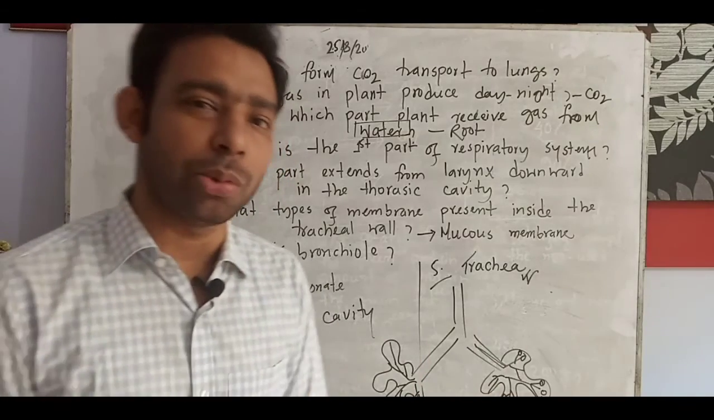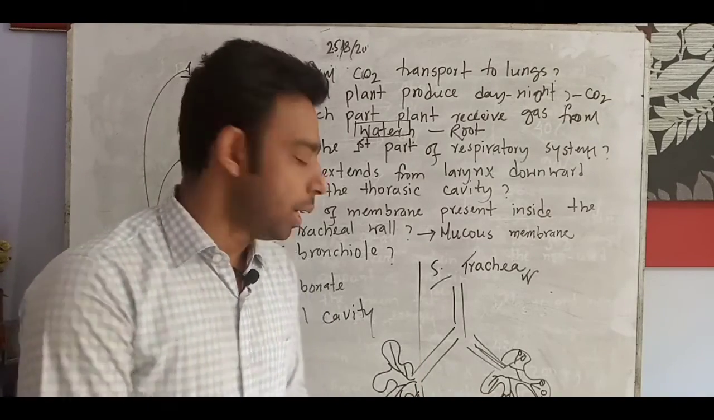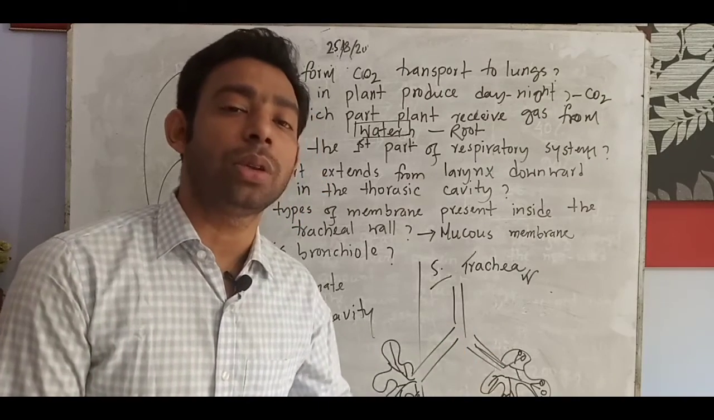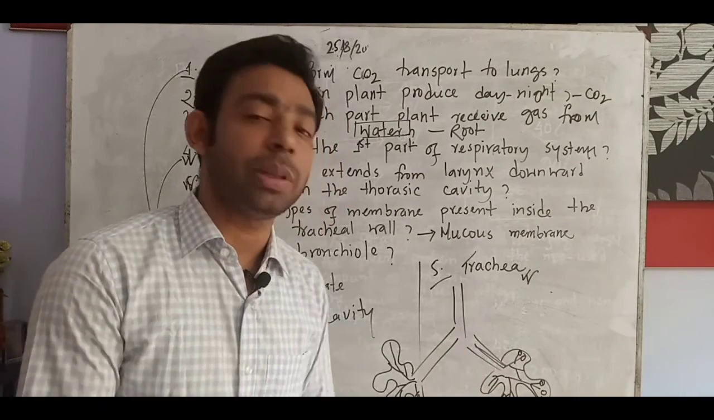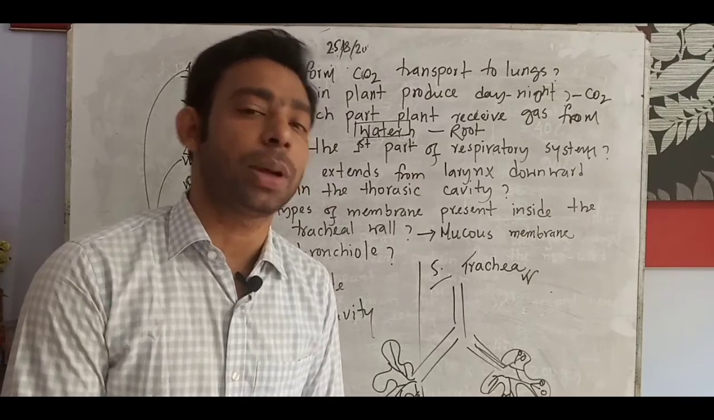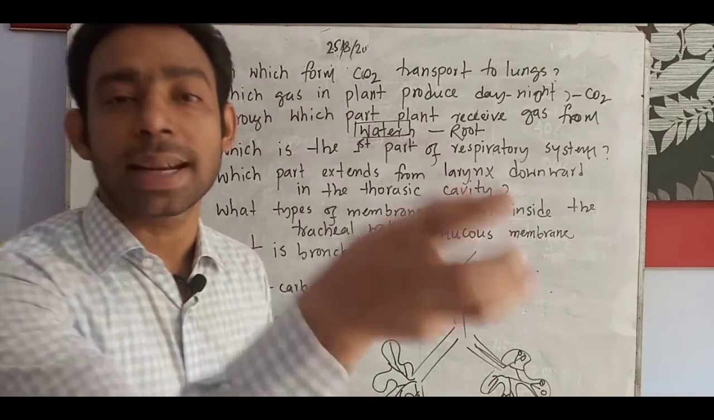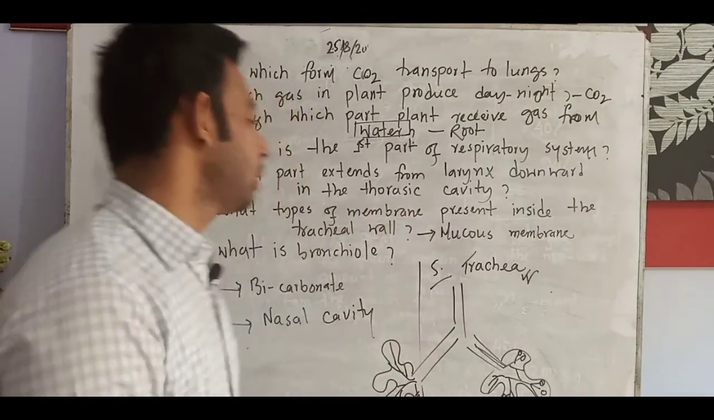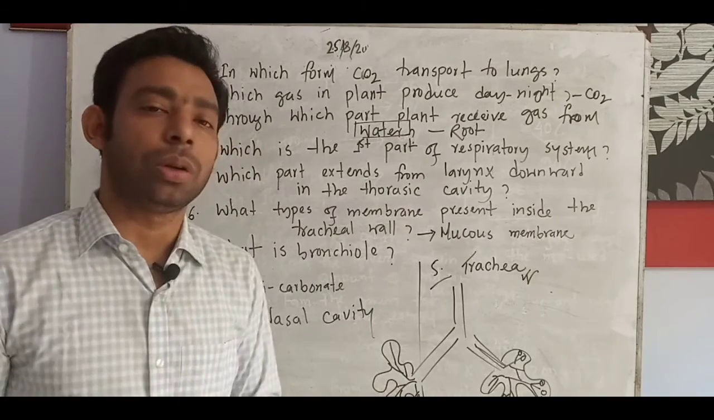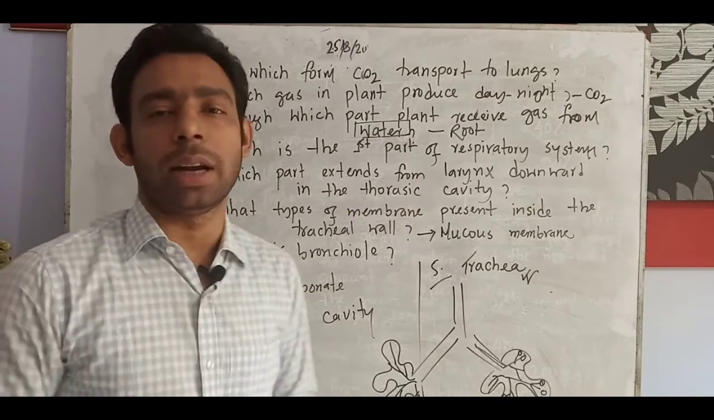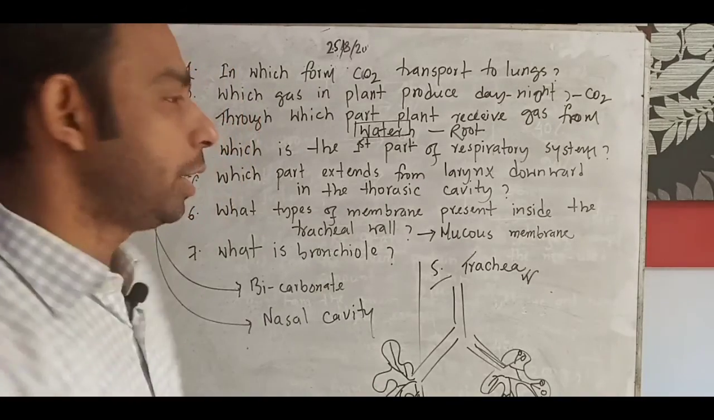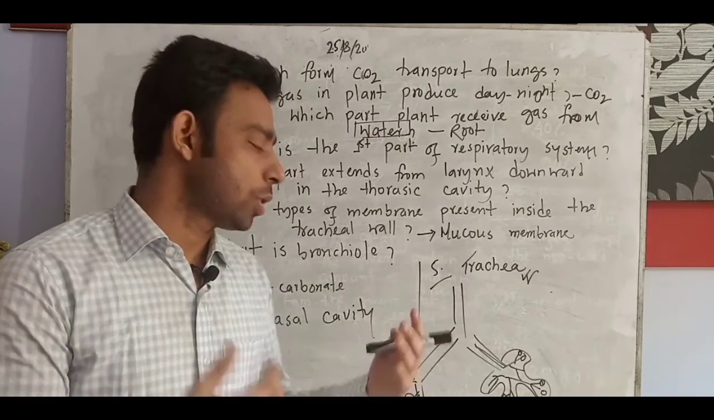Of course, I will give you the mark. But when you write that the branches enter into the lungs and are divided into many sub-branches that carry the air sac or alveolus, that is the bronchiole. So that will be a great answer from you, and the teacher will be very impressed seeing this.